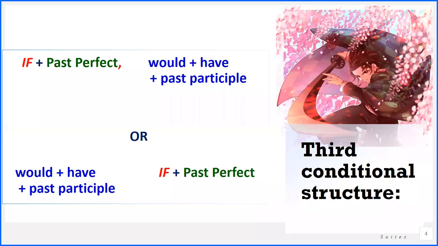Here is our structure for the third conditional. All right, so we have to remember the condition, the if clause, is going to have the past perfect tense, and then our result or our main clause is going to have would have, and then the verb in past participle. That is the most important thing. So here we have it the same way. Either we start with the condition or we start with the result. They both work. Just always remember to add that little comma if we start with the condition.